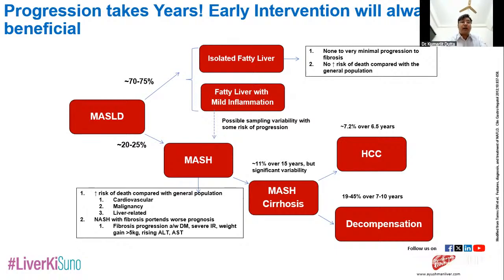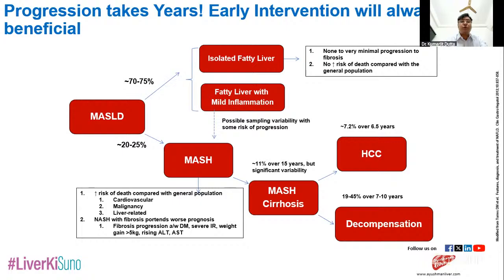The majority of patients have isolated fatty liver disease, fatty liver with mild inflammation, and there is no actual difference in terms of death. But a fewer, one-fourth of the patients, 20 to 25%, have an increased risk compared with the general population in terms of cardiovascular, malignancy and liver-related disorders when it progresses to the MASH level. And from MASH, it goes towards cirrhosis.